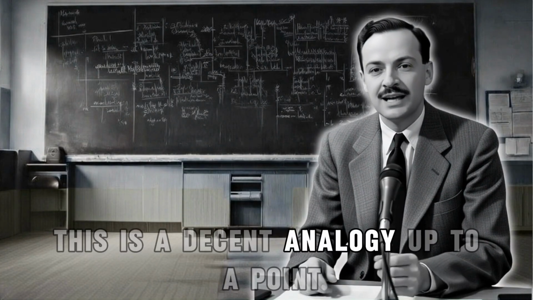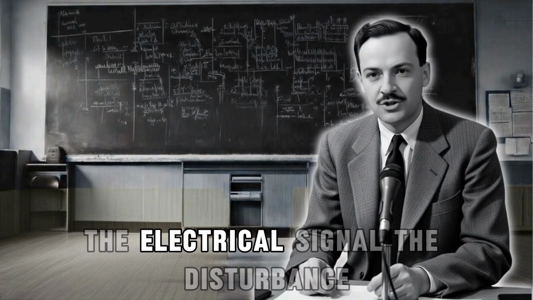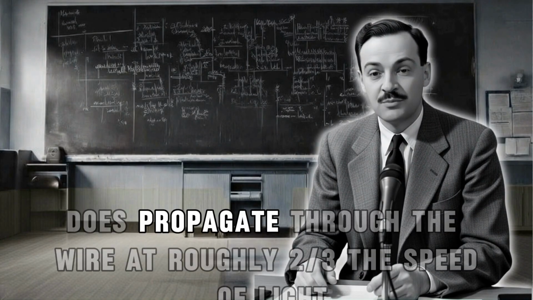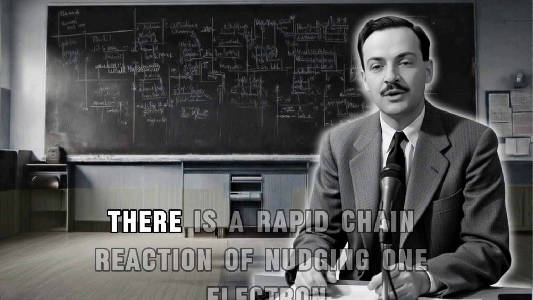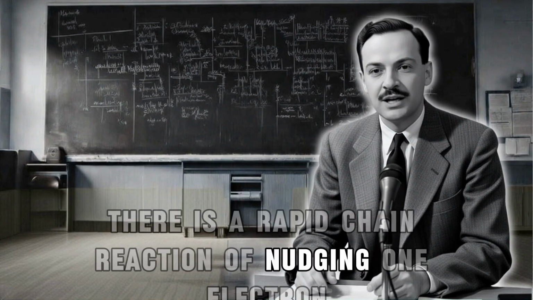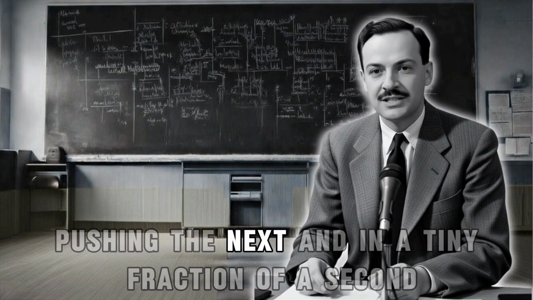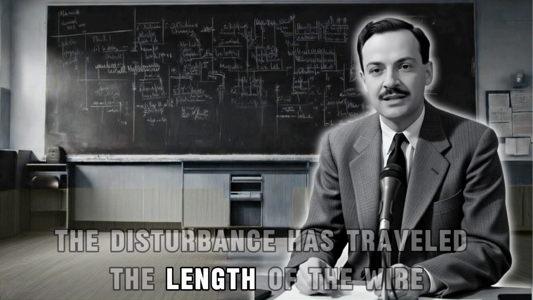This is a decent analogy up to a point. The electrical signal, the disturbance, does propagate through the wire at roughly 2/3 the speed of light. There is a rapid chain reaction of nudging, one electron pushing the next, and in a tiny fraction of a second, the disturbance has traveled the length of the wire.